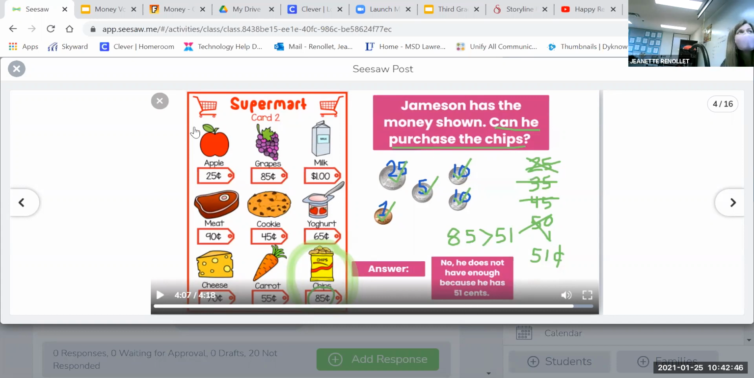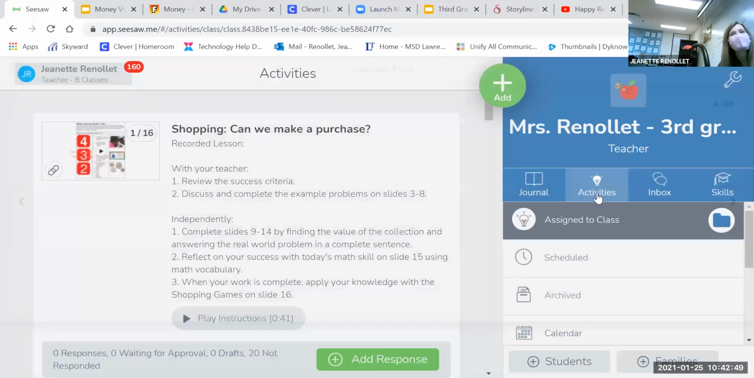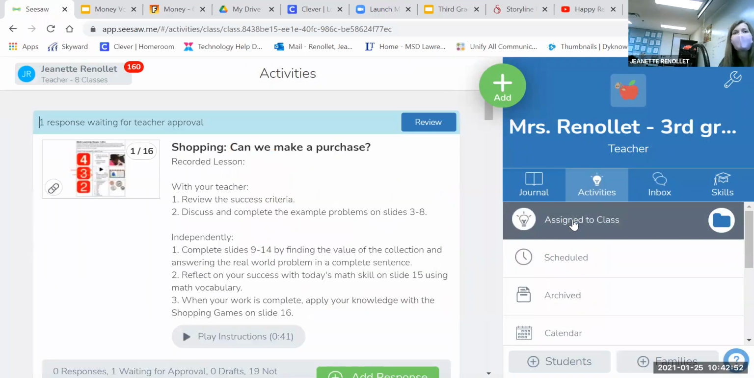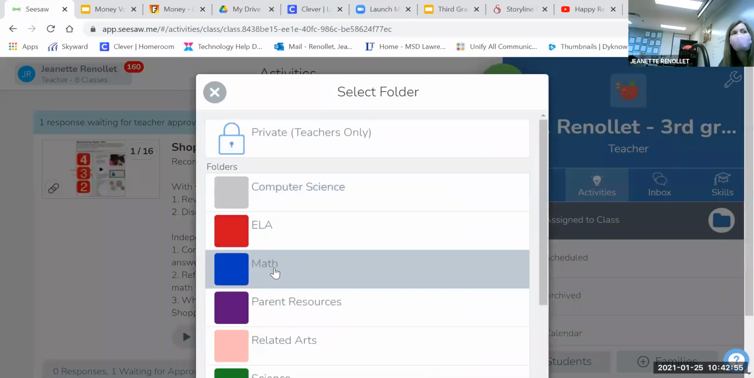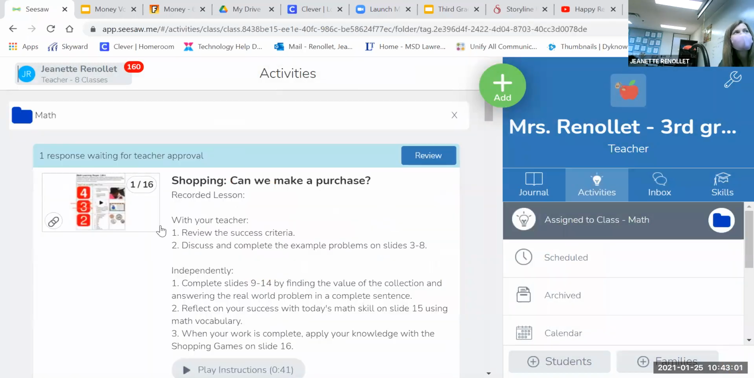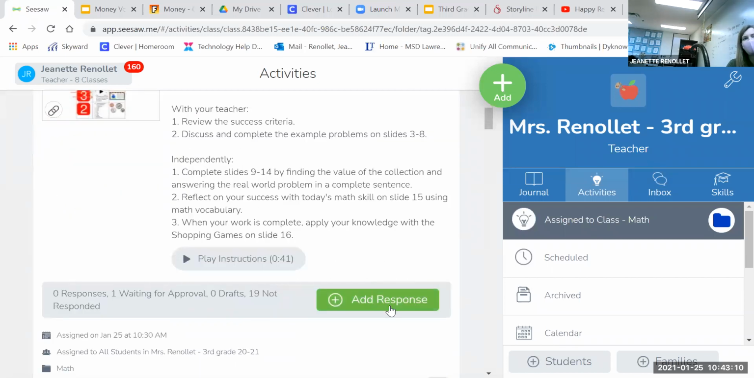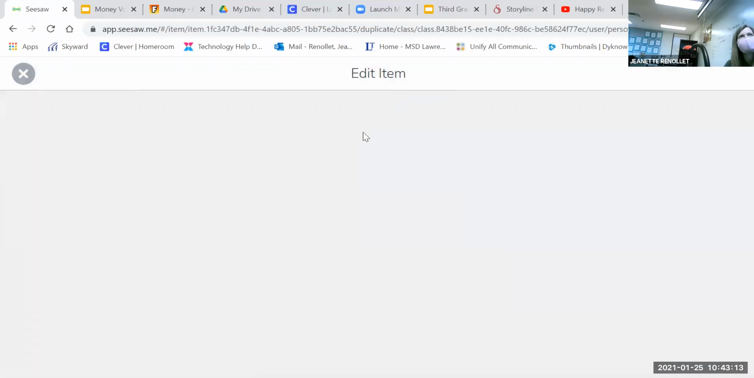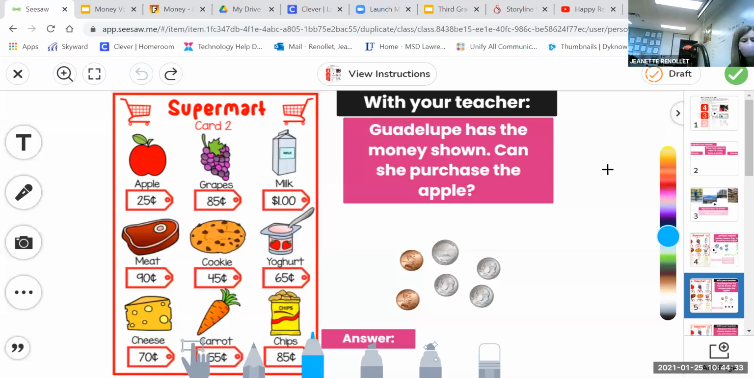Let's go ahead and find our task together. Click on activities, assign to class, blue math. And our task today is called shopping. Can we make a purchase? Go ahead and open that up with me. It starts with the word shopping. So let's do slide number 5. Who can be the reader? What does our real world problem say? Who can read it out? Gloria, big voice.